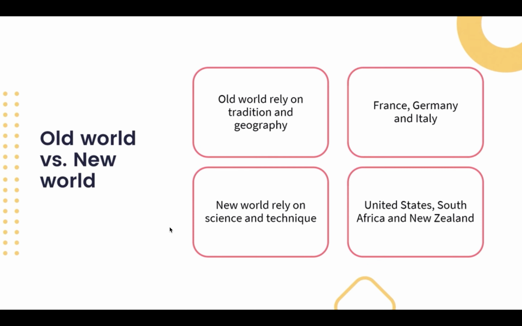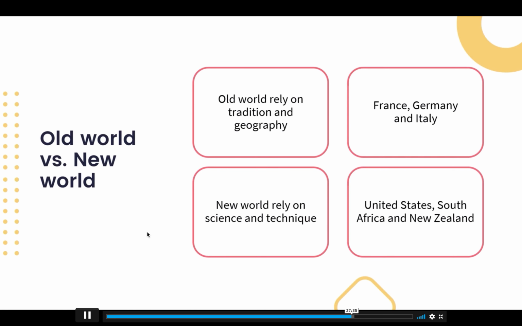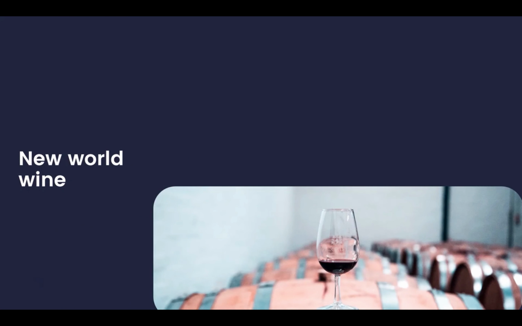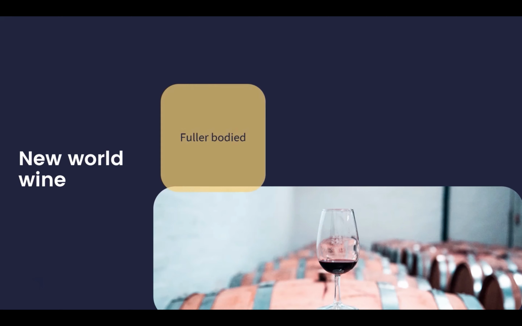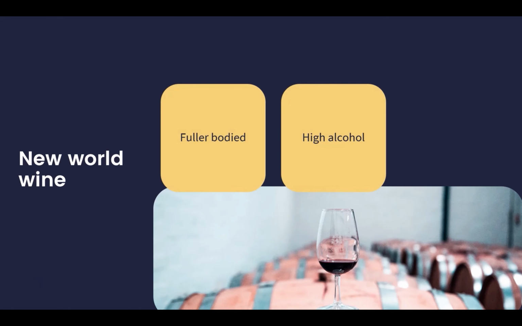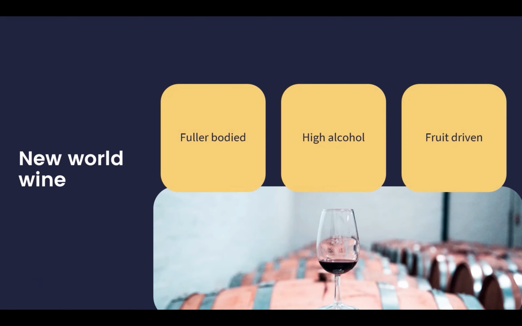The traditional blends that we have just discussed are all examples of Old World blends, and they are famous benchmarks that have inspired New World wine producers. With this being said, New World wine producers have some blends of their own. Let's take a look. New World wines are often classified as being fuller-bodied, higher alcohol, and more fruit-driven when compared to wines of the Old World.